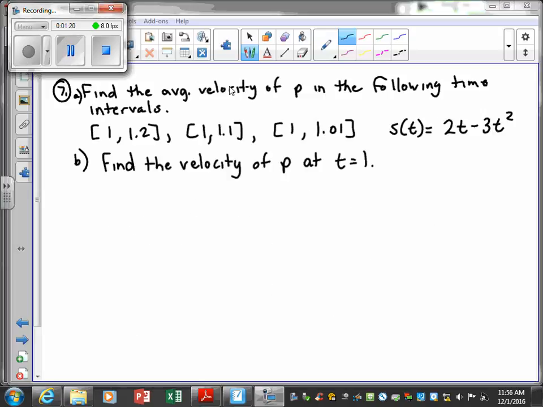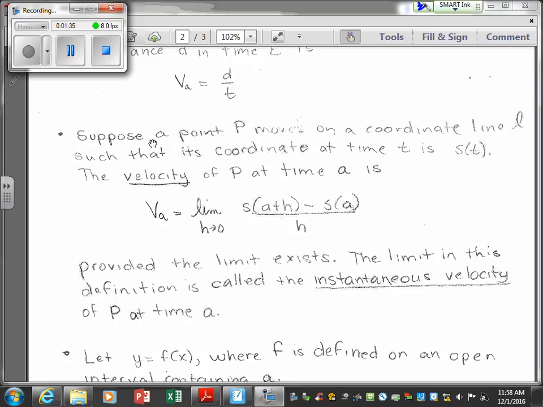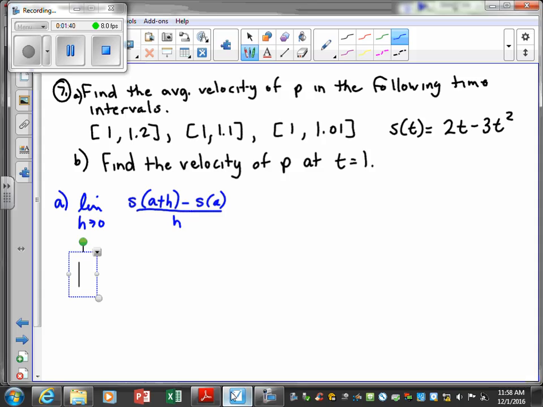Okay, so find the average velocity of P in the following time intervals. So they give us some time intervals. They tell us our function, and then they say find the velocity of P at time t equals 1. Okay, so you can see when we have points at interval times, we have this limit, so we'll have that written down. And we want to calculate, let's work with this first interval. So I'm going to denote that 1, 1.2.